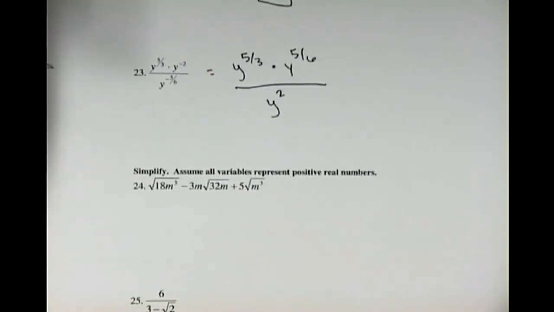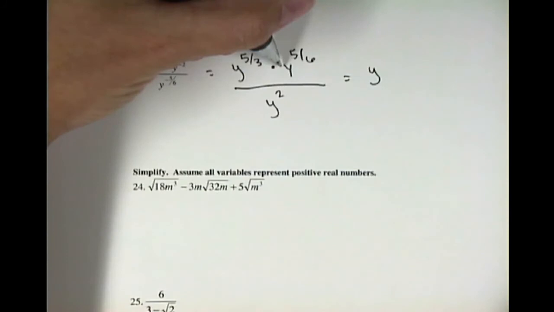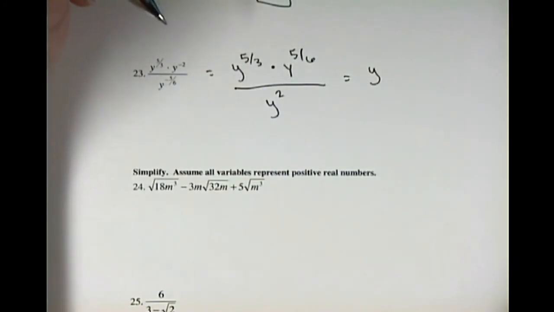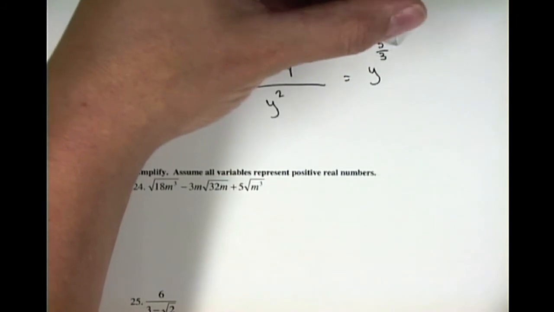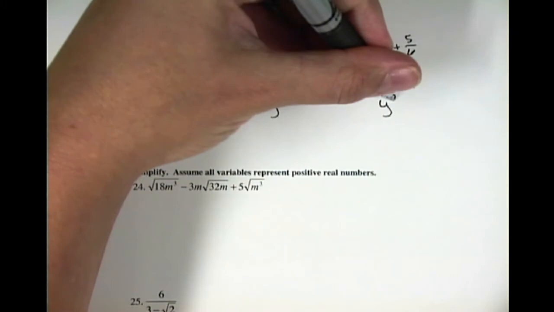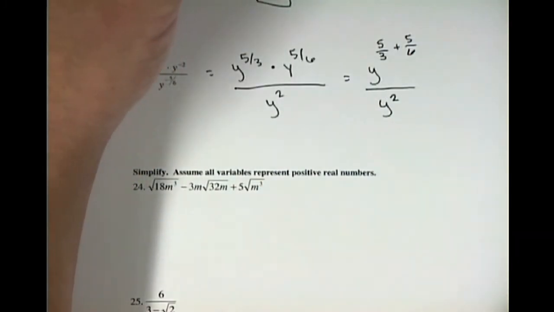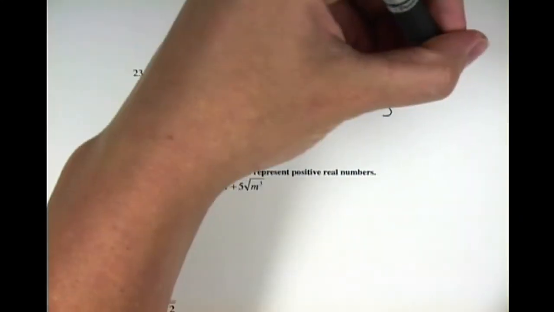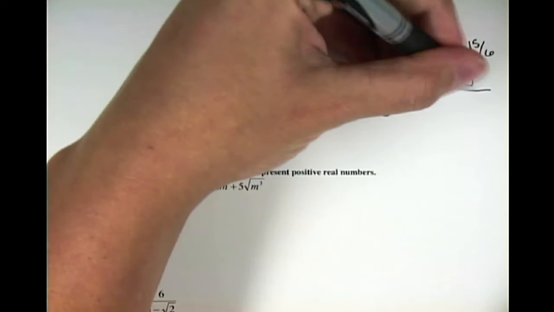Now I'm going to combine like terms. The rules say when you have two bases the same being multiplied with exponents attached, you add your exponents. And that means that I'm going to need a common denominator for that, which will be a denominator of 6. So this will be, let's see, y to the 15/6 over y squared.